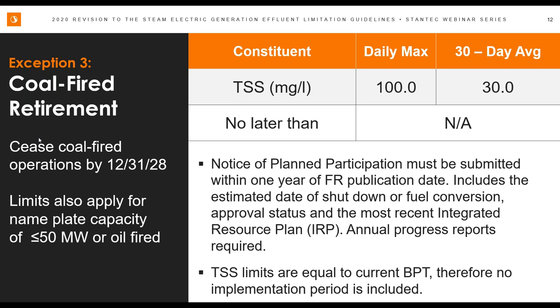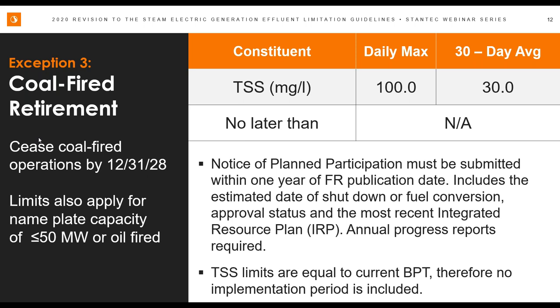Now, you need to make the decision. Notice of plan participation must be submitted within 1 year of the publication date. So between now and October timeframe next year, not only does the decision need to be made to cease coal firing of that unit, but the application needs to be prepared and submitted. And this includes the estimated date of shutdown or fuel conversion, the approval status, and the most recent integrated resource plan that was submitted to your regulatory agencies, to ensure that they have approved that plan.